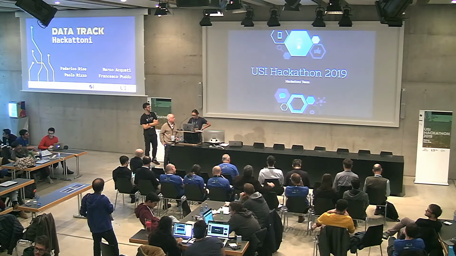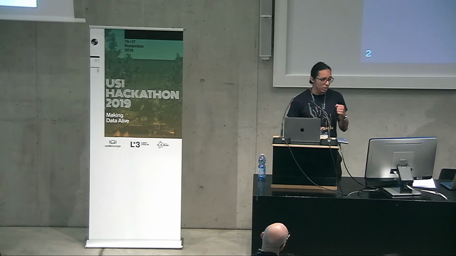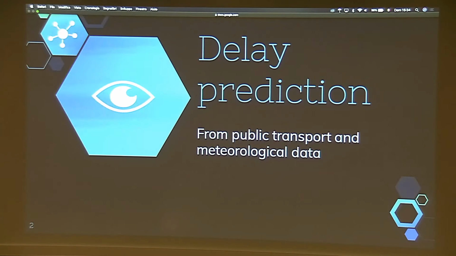So, I'm here to represent the Hackathon team, and we believe that data analysis is made for insights. So that's what we wanted to get out of this data. So what we did was build models that do delay prediction on the public transport from the data that we were given, specifically from public transport and meteorological data, because we believe that those two correlate really well in describing the traffic of the city without an actual description of the traffic, which we did not have.